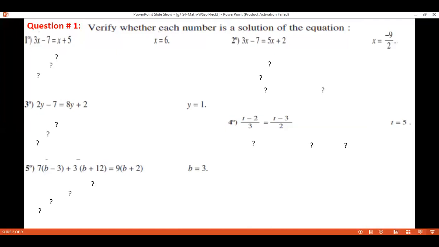No. Great. Let us do the second one. Alma, can you do number 2? We have 3x minus 7 equals 5x plus 2. We replace the x with negative 9 over 2. Very good. And we should have the same answer in both sides.